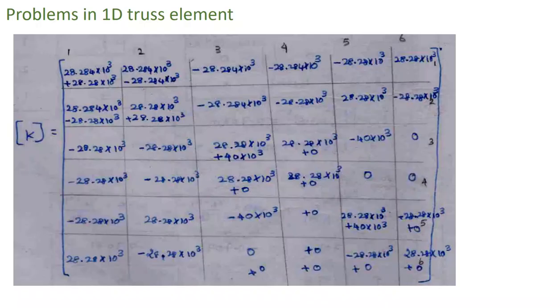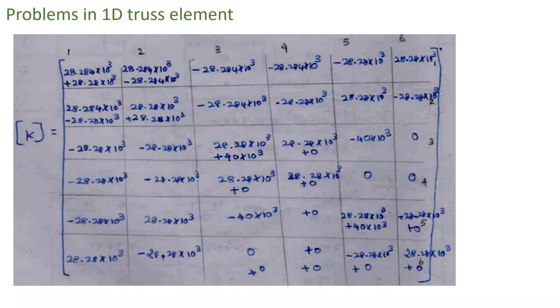(5,1): minus 28.28 into 10 to the power 3. (5,2): 28.28 into 10 to the power 3. (5,3): minus 40 into 10 to the power 3. (5,4): 0. (5,5): 28.28 into 10 to the power 3 plus 40 into 10 to the power 3, two values. (5,6): minus 28.28 into 10 to the power 3 plus 0. (6,1): 28.28 into 10 to the power 3. (6,2): minus 28.28 into 10 to the power 3. (6,3): 0. (6,4): 0. (6,5): minus 28.28 into 10 to the power 3 plus 0. (6,6): 28.28 into 10 to the power 3 plus 0.